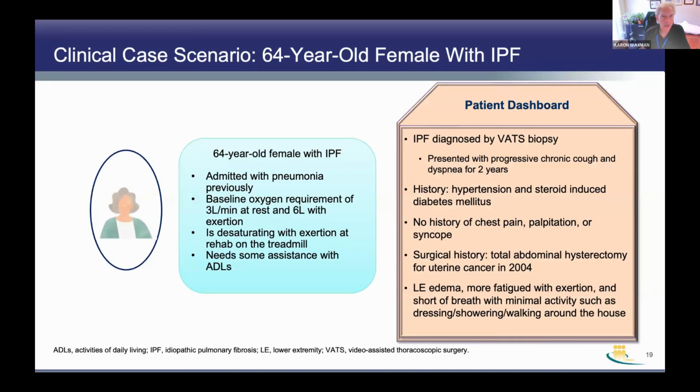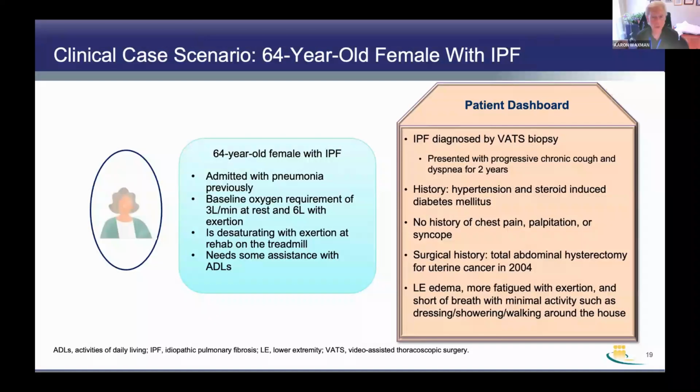So if we consider a case, this is a 64-year-old woman with IPF. She was admitted with pneumonia previously. Her baseline oxygen requirement of 3 liters at rest and 6 liters with exertion. She has been desaturating with exertion at rehab on the treadmill, and she now needs some assistance with her activities of daily living. Just some background, her IPF was diagnosed by VATS biopsy after she had presented with progressive chronic cough and dyspnea for 2 years.